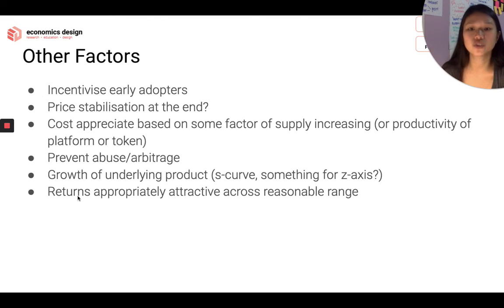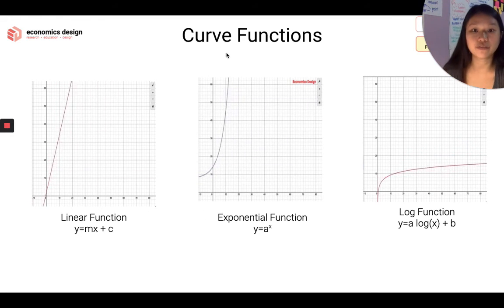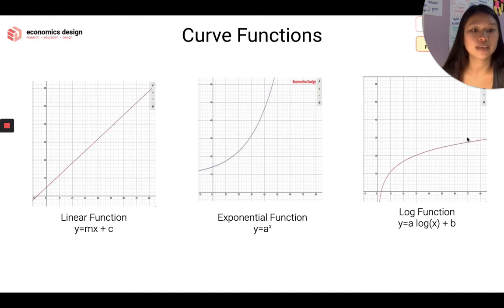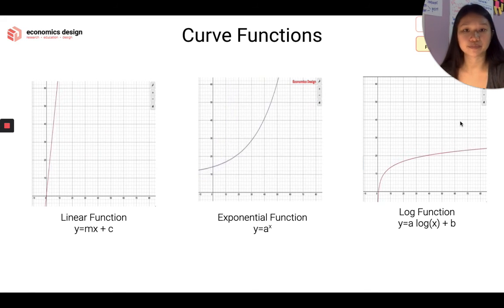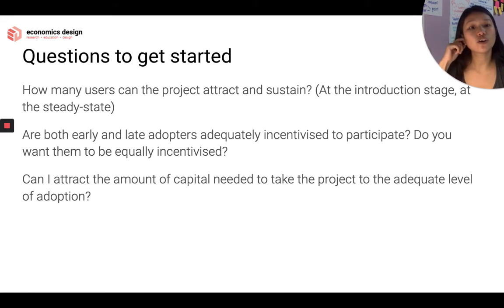And then something you also want to think about is, how do you want to make sure that your returns are appropriately attractive across all range? So the returns here are basically the same throughout all range. The returns here, it's very little at first and then very much at the top. And here it's very little at first and a lot in the middle and very little at the end. So based on the objectives that you have here, you look at what is appropriate for your ecosystem, and do you want the returns to be equal throughout all of the ecosystem? So those are the factors to consider.